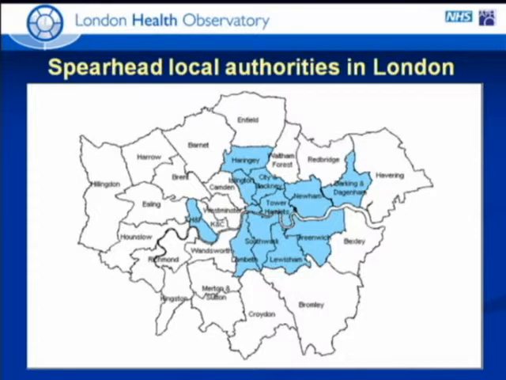And the reason I'm showing this map is because these are the spearhead local authorities in London. So these local authorities are the ones that need to reduce their gap with the average. And you can see that they're largely in the same areas as where all the small deprived areas were.